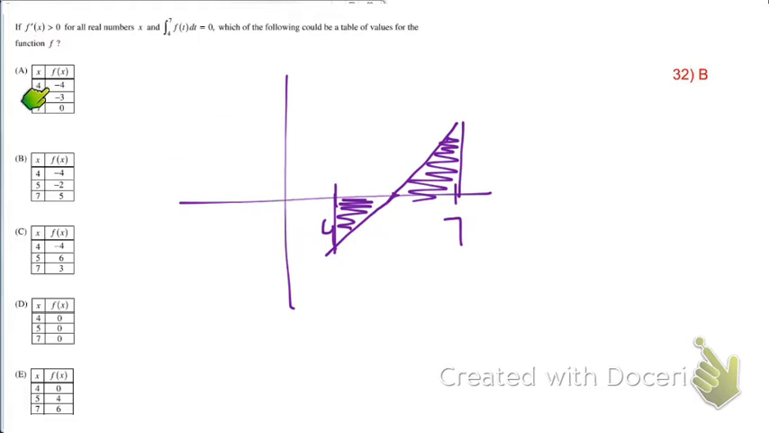So looking at these graphs, this first one could not be the correct answer, because if you look at the points at 4, 5, and 7, they go from -4 to -3 to 0.